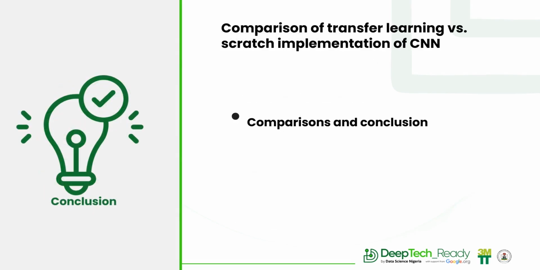So one of the things we are going to be doing next, after training our CNN model and also training a transfer learning model, is comparing the performance of the transfer learning model with a scratch implementation of a convolutional neural net model on the same cat and dog data.